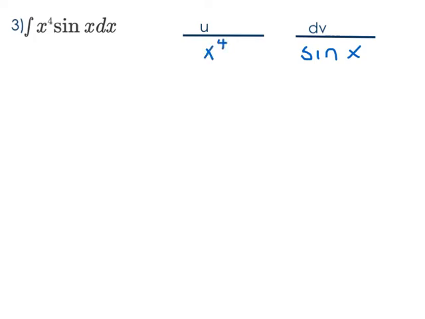Okay, and it's going to get simpler because when I take the derivative, I'm going to end up with an x cubed, which is a less complicated function than if I were to integrate x to the 4th, where I'd end up with an x to the 5th, which is a more complicated function. I do not want more complicated functions.